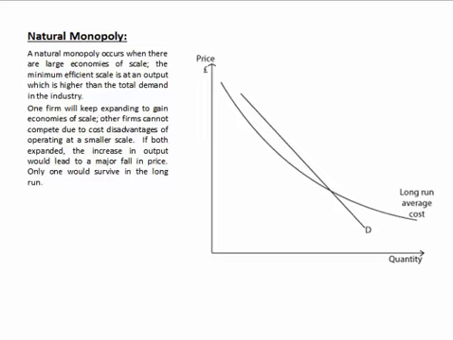This lecture will continue from the last, just to split the content up, and we'll be ploughing straight in with natural monopoly. Natural monopoly occurs when there are large economies of scale. The minimum efficient scale is an output which is higher than the total demand in the industry. One firm will keep expanding to gain economies of scale. Other firms cannot compete due to cost disadvantages of operating at a smaller scale. If both expanded, the increase in output would lead to a major fall in price. Only one would survive in the long run.